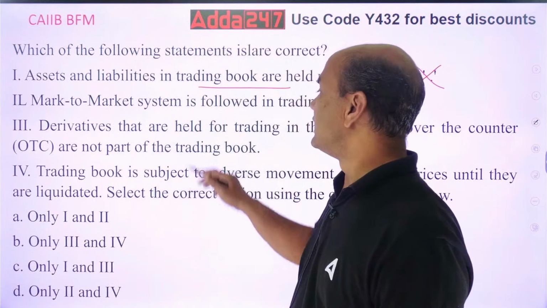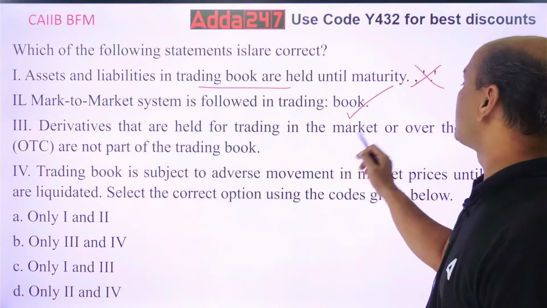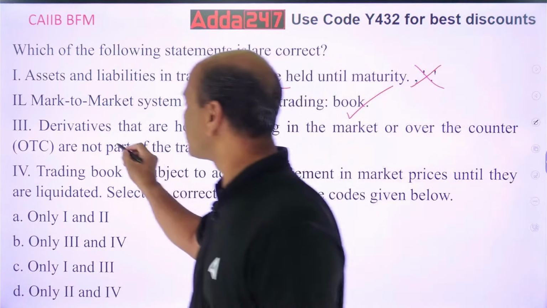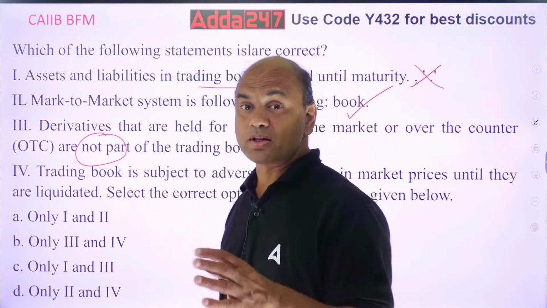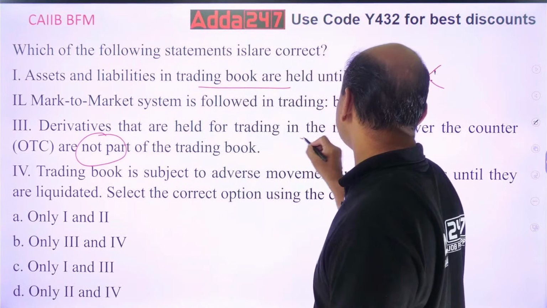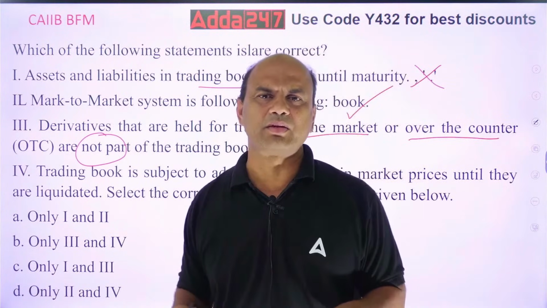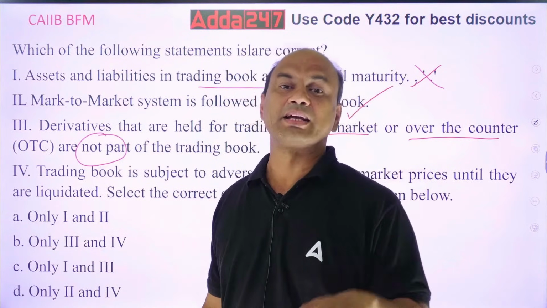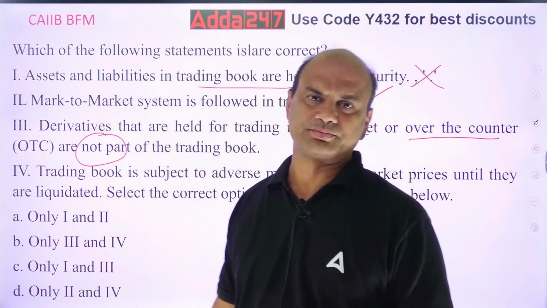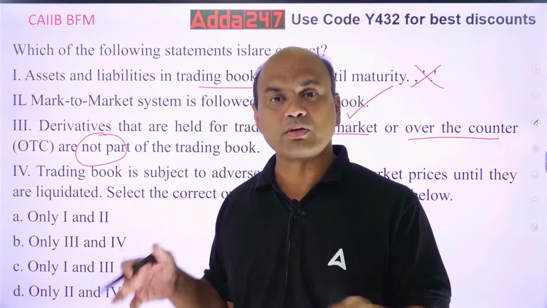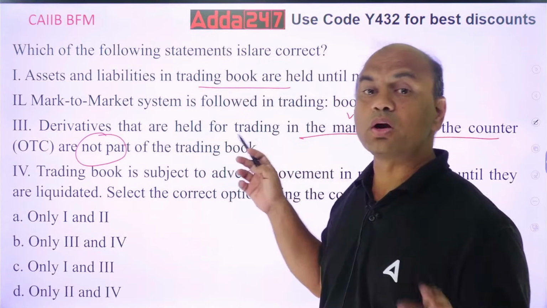Okay? Derivatives that are held for trading in the exchange-traded market or over the counter market are not part of the trading book. What are the types of derivatives? There are only two types of derivatives in banking. One is exchange traded, and the second is over the counter. So what is mentioned over here? Derivatives that are exchange traded or OTC are not part of the trading book.